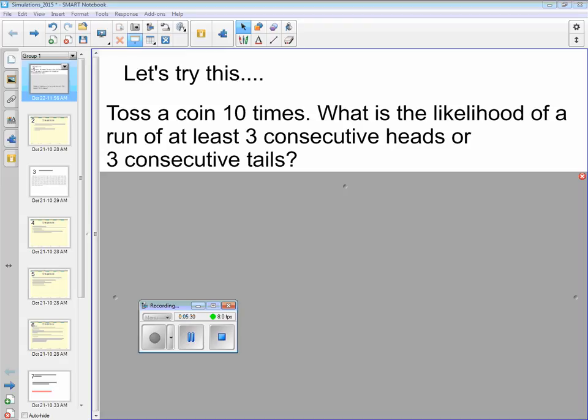Consecutive. So I am looking for a string of 10 letters, HT, HTT, HT, HT, whatever it happens to be. I'm not looking for a tally. I'm looking for consecutive. So let's rethink that. That's an important word because that's important in how we're going to collect our information. So if you need to restart, that's fine.